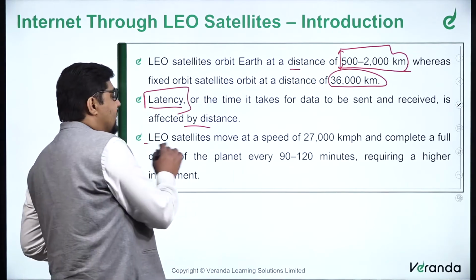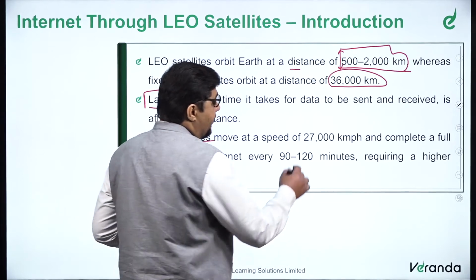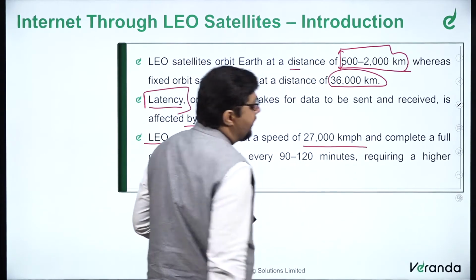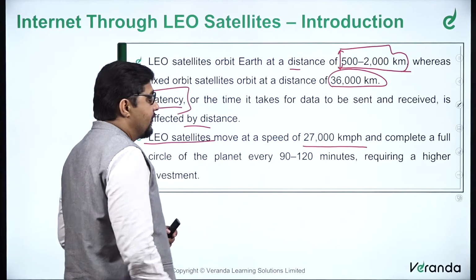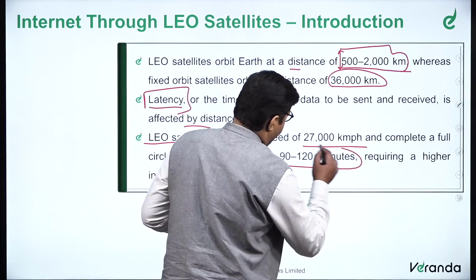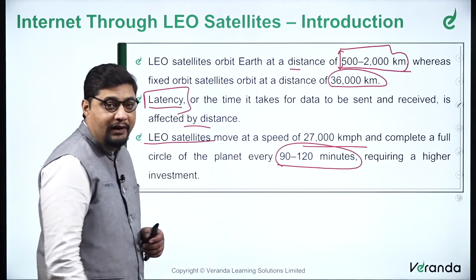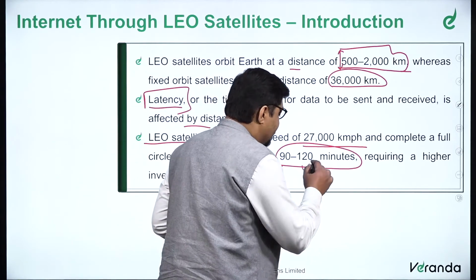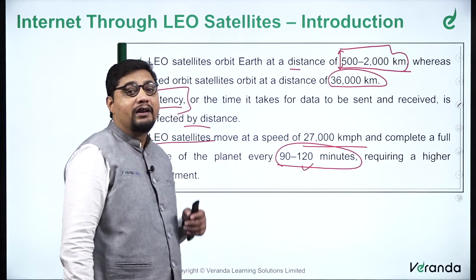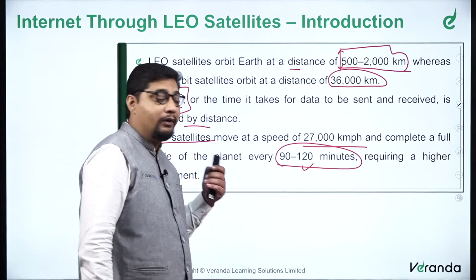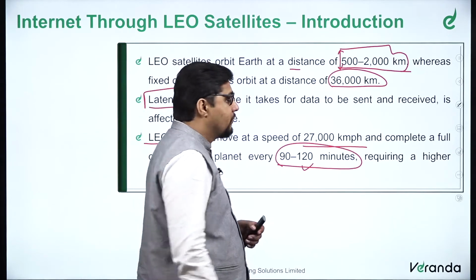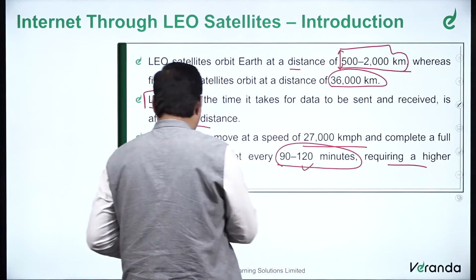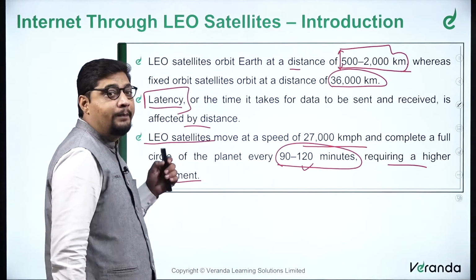Now, low Earth orbit satellites move at a speed of around 27,000 kilometers per hour and complete a full circle of the planet every 90 to 120 minutes. Even if we say 120 minutes, that is 2 hours, which means that in a day these satellites can revolve around the Earth 12 times. So, this requires a higher investment.